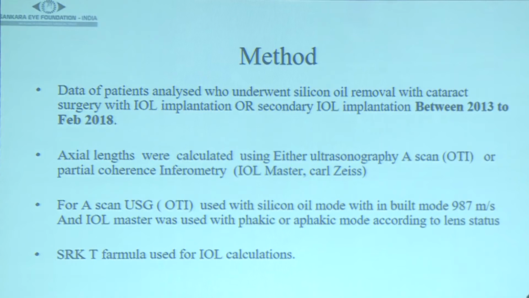Axial lengths were calculated using either ultrasound A-scan, that is the OTM machine, or partial coherence interferometry, that is the IOL Master. For A-scan, we used the silicone oil mode, which was inbuilt in the machine, and for IOL Master, the phakic and aphakic mode according to the lens status. The SRK-T formula was used for IOL calculations.